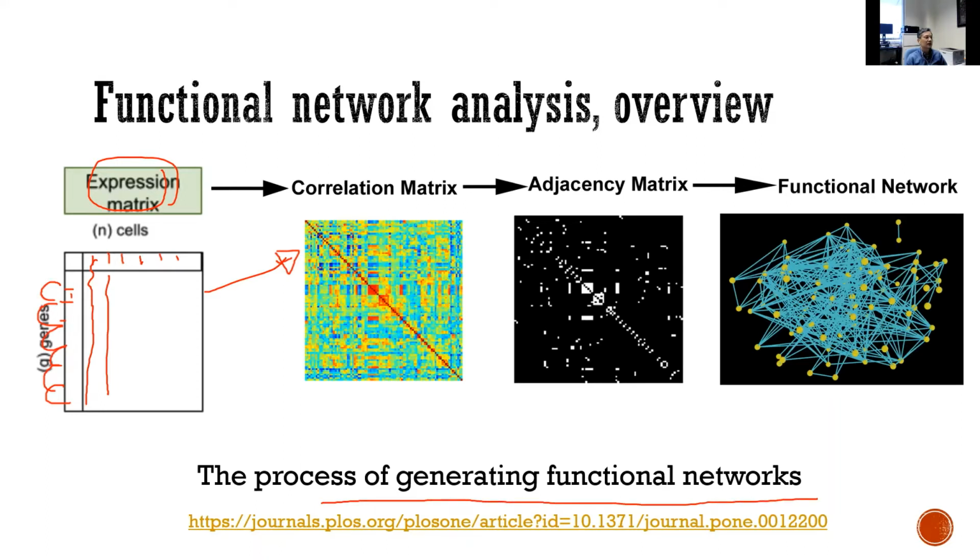Now, the nodes in this functional network will be the genes, and the link between the genes indicates the two genes are co-expressed, for example. So that's the overview of the functional analysis using single-cell RNA-seq information.